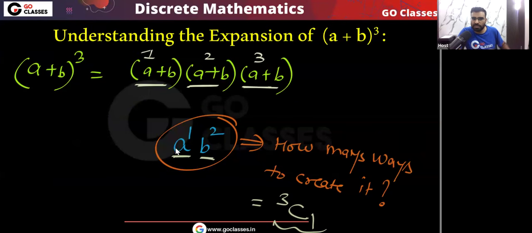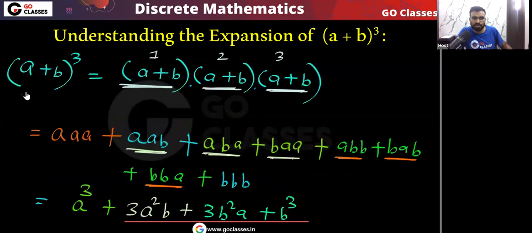So you can see that this term a power 1, b power 2, how many ways can we create it? That is 3C1, or I can say 3. So 3 ways we can create it. That is the reason you can easily see that when you see the expansion of a plus b power 3, then you see this a power 1, b power 2 three times. Yes or no? a power 1, b power 2, you can see 3 times. Very simple.